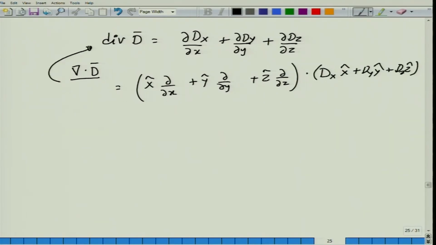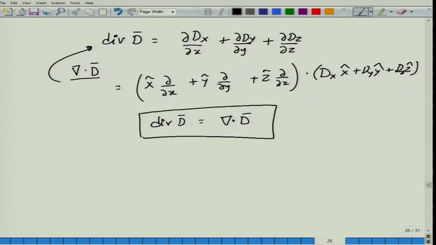above expression. So divergence of D, which I have calculated, or rather I have just described how to go about finding that one out in the Cartesian coordinate system, is actually given by del dot D. Therefore, when you write del dot D, you have actually obtained the divergence of D. Okay. So, this is the expression.